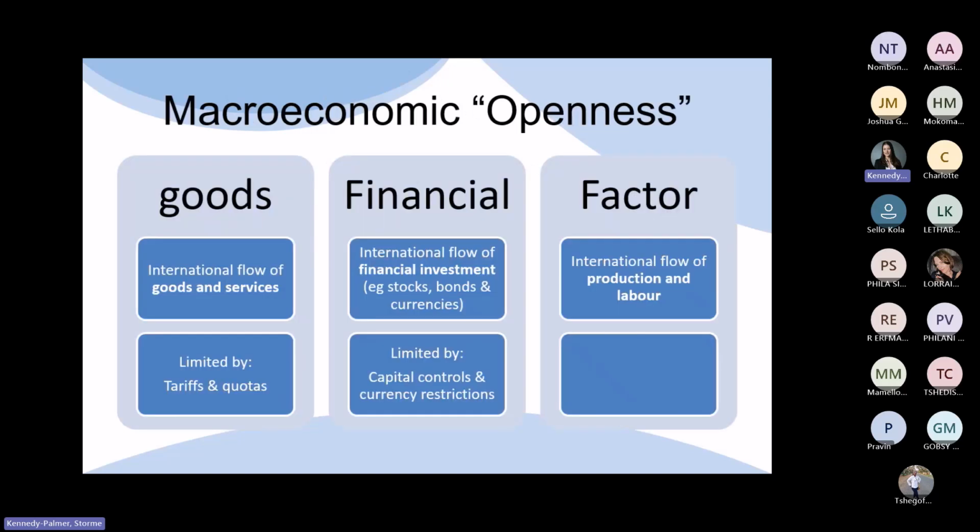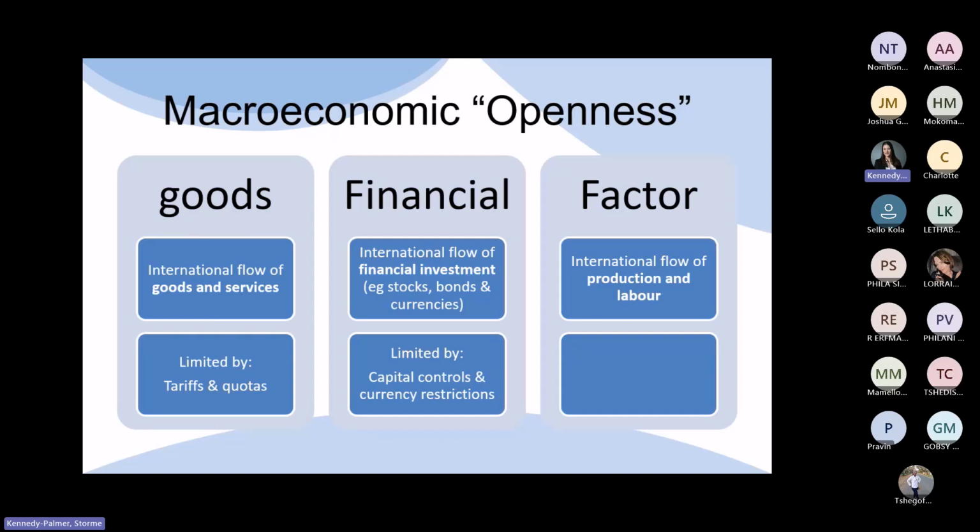We first need to clarify what we mean by openness in this module. From an economic point of view, a country's openness to other countries can be separated by the goods, financial, and factor markets. Openness in the goods market refers to the ability of consumers and firms to choose between domestic and foreign goods. Thus, it refers to how freely goods and services can be traded across borders.